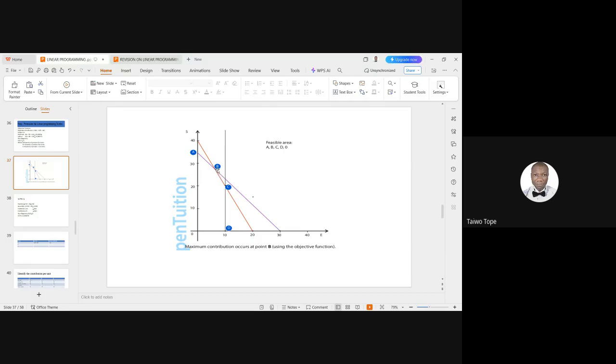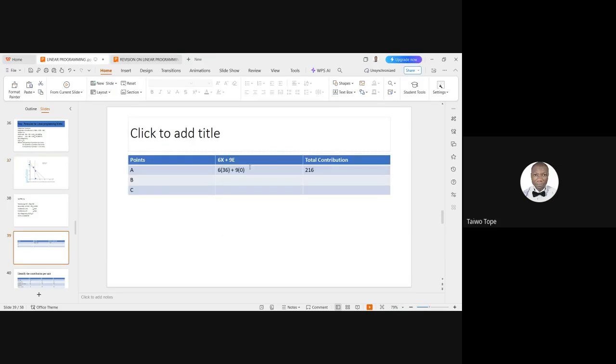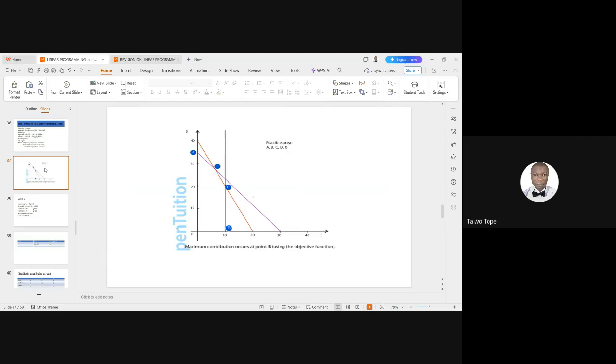So at point B, the point of intersection of the two limited resources, and we've solved for that, the results are 30 and 5. So 6 into the bracket of 30, plus 9 into the bracket of 5. When you solve this, the result will be what? 225. So at point C, what do you have?